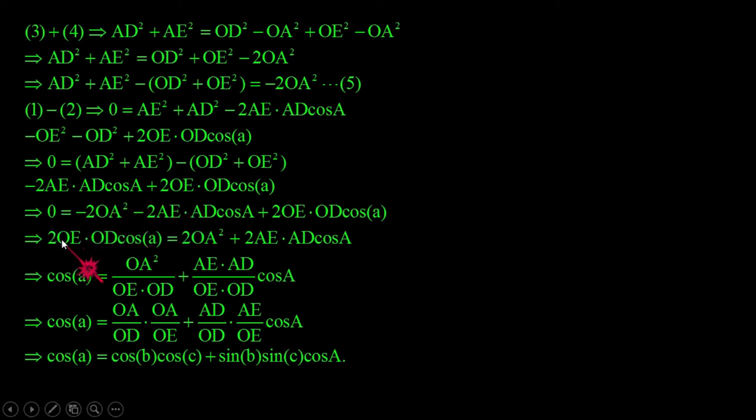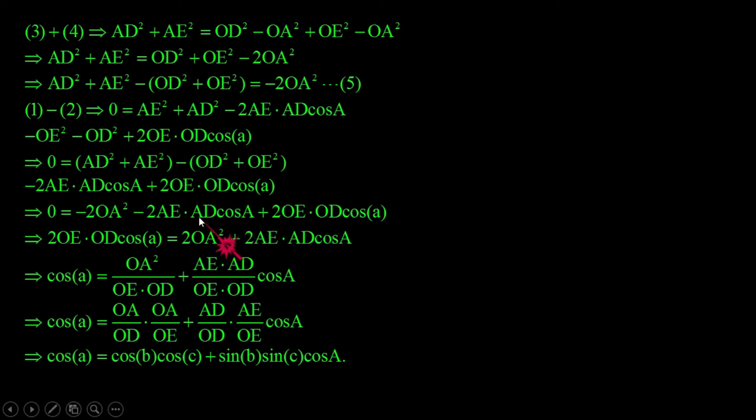Now AD square and AE square, arranging those two terms within a bracket, and OD square and OE square, arranging those two terms in another bracket, we get this. And in place of 2 AE AD cos A and minus 2 OE OD cos A, I write these two terms here, and in the later line we can write 0 equals AD square plus AE square minus 2 OA square. So I put it here, and the other two terms remain the same.